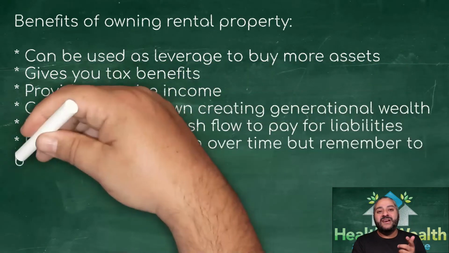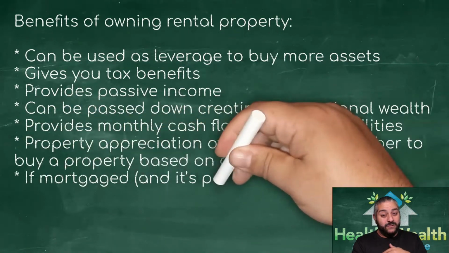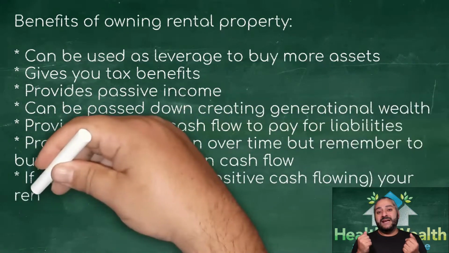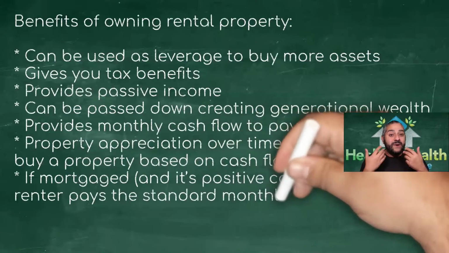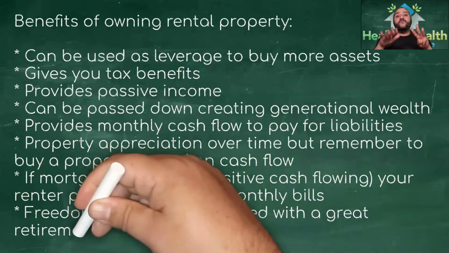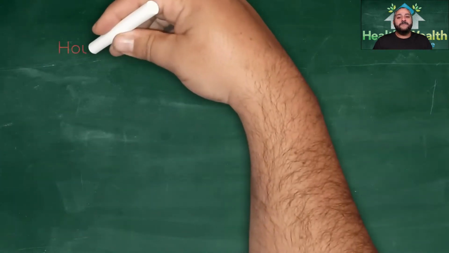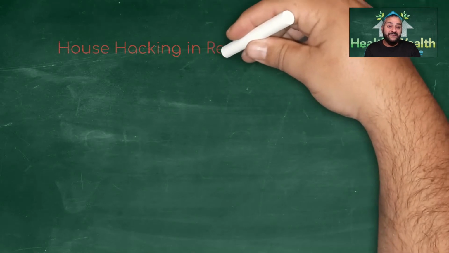6, appreciation over time, but remember, to buy a property based on cash flow. 7, if mortgaged and is positive cash flowing, your renter pays the standard monthly bills. 8, freedom when also diversified with a great retirement plan and guaranteed growth investments. House hacking and real estate investing.